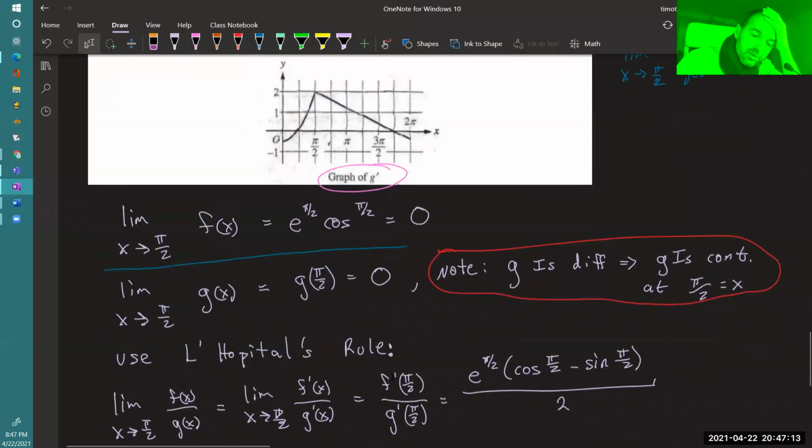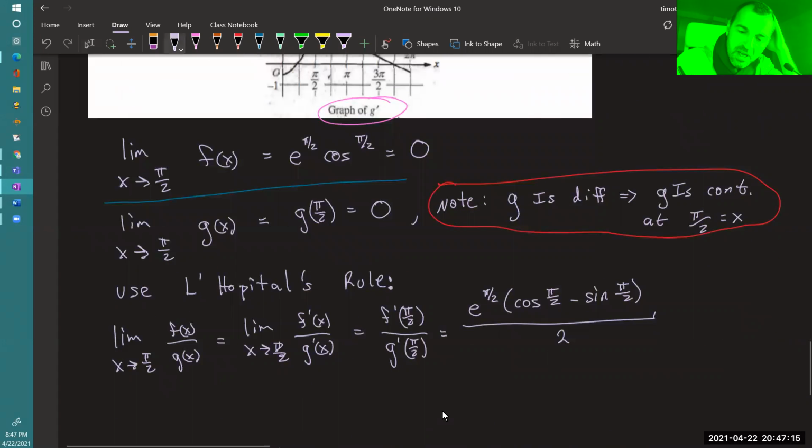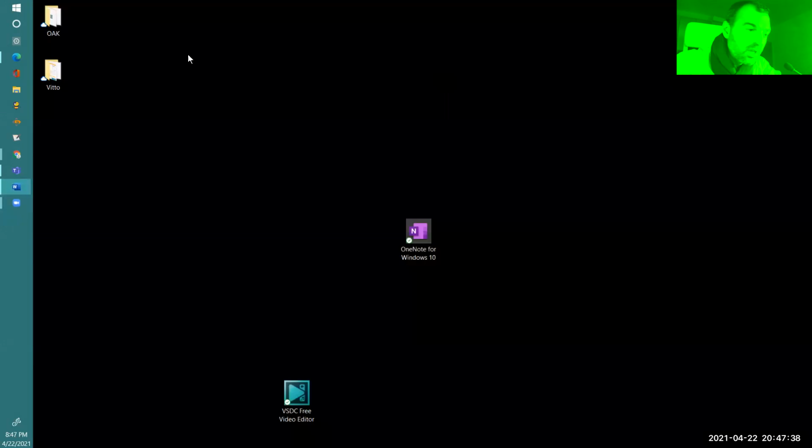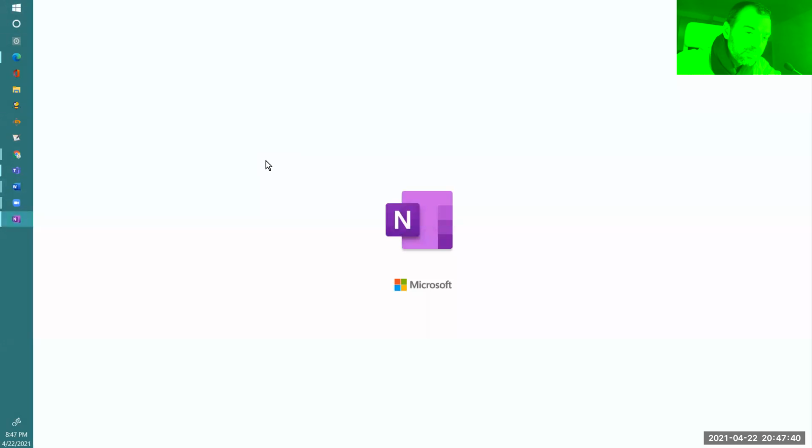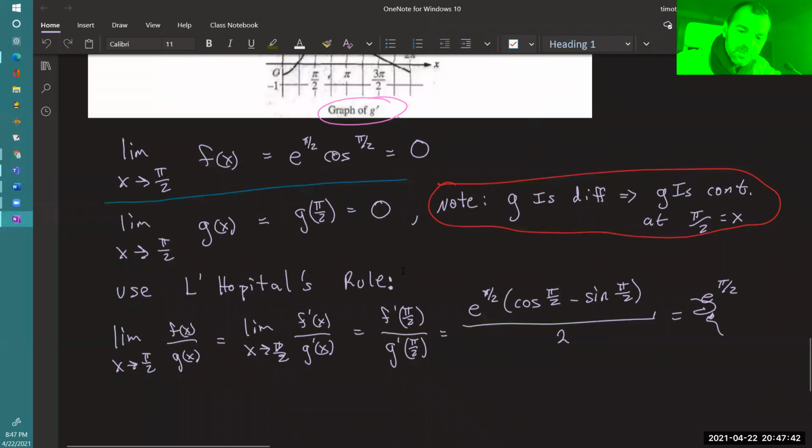Let me get us the answer here real quick. So e to the pi over 2 times, what's this going to be, a 1 or something? Cosine of pi over 2 is 0 minus 1, so negative. Oh, my pen went wild there. Got to close out my thing, open it back up. There we go.